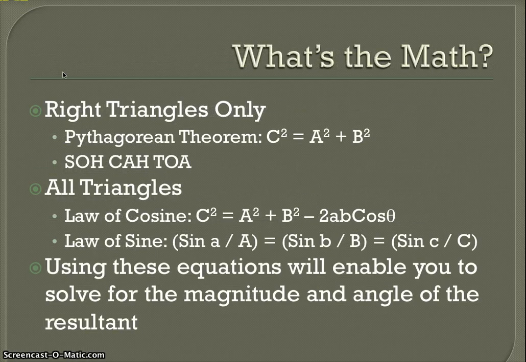So the math involved is just like the math we did for vector addition: Pythagorean theorem, SOHCAHTOA, all triangles. You know, it's law of cosines, law of sines. So you can kind of follow this along. And using these equations will enable you to solve for a magnitude and also the angle of the resultant. So that's a pretty helpful hint there.